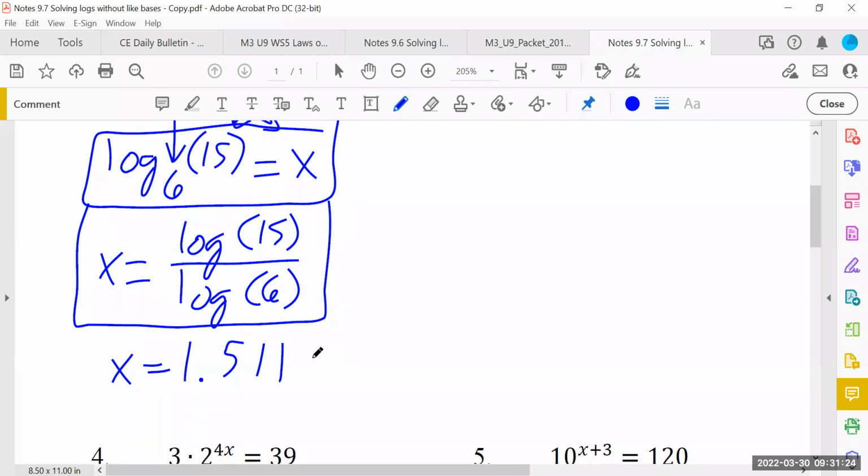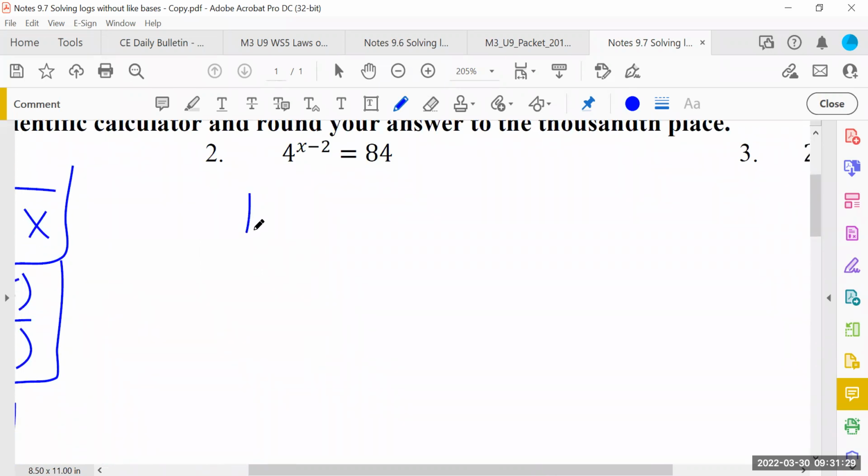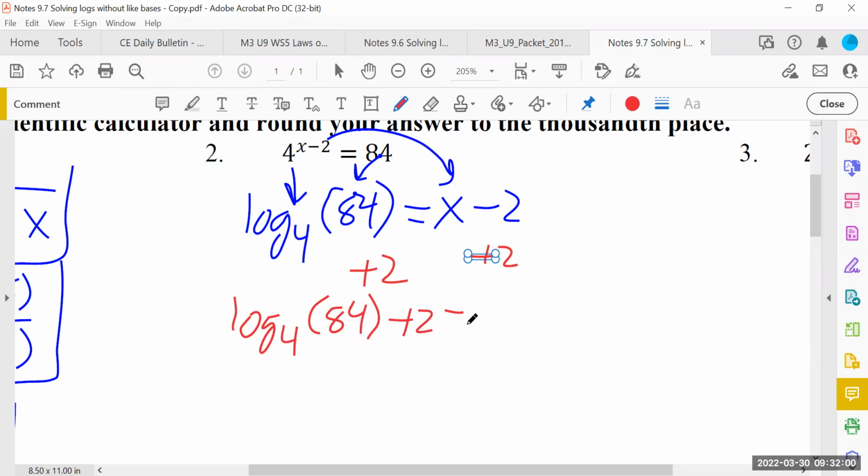So number 2 then, same idea. 4 comes down, log base 4 of 84 equals x minus 2. So base comes down, this goes inside, this crosses over. Solve for x by adding 2 to both sides. Plus 2, log base 4 of 84 plus 2 equals x.